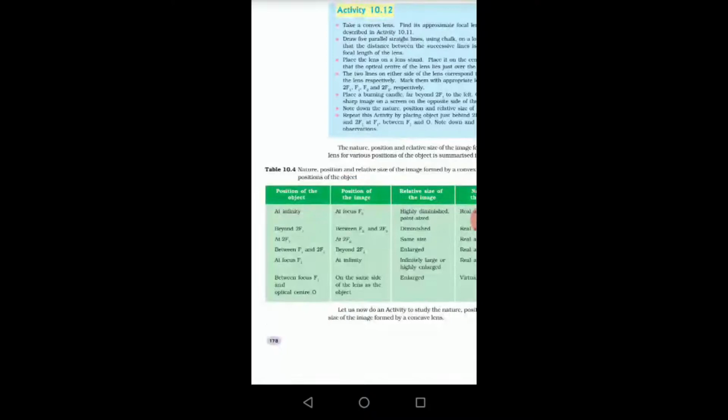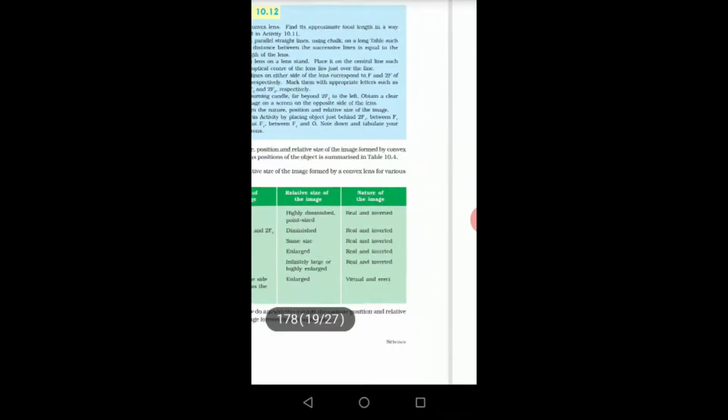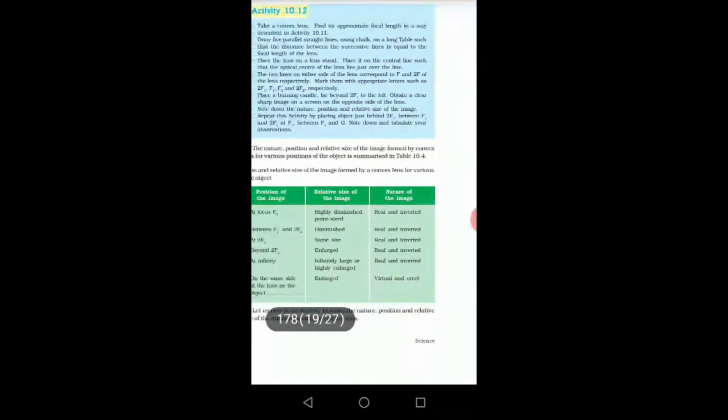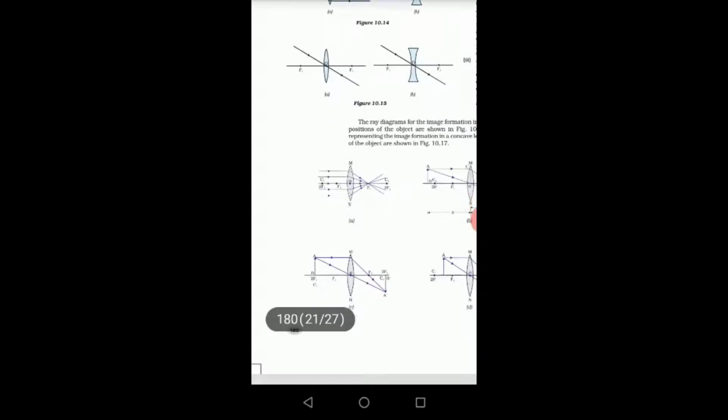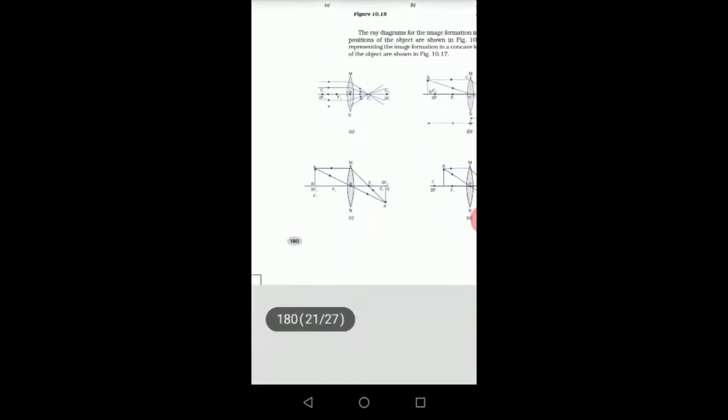Then case third, when an object is placed at 2F1, the image is formed at 2F2. Number 2, same size. Number 3, real and inverted. See the figure, page number 180 of NCERT book, figure C.